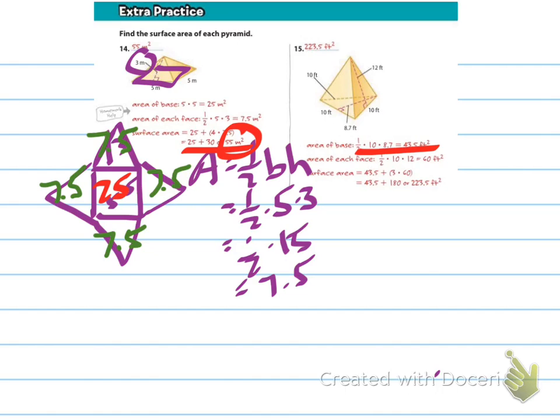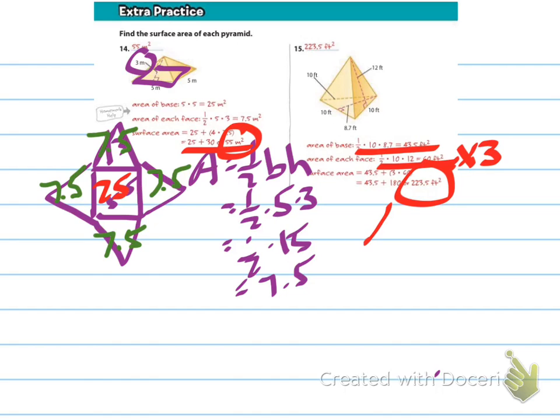And so that's going to be 43.5 feet squared. Then we're going to find the area of each of the faces, which again, the base is 10. This time the height is 12. And so that's going to be 60 feet squared. And there are three of those, so we're going to multiply that times 3 and add it to the base. And our final answer ends up being 223.5 feet squared.